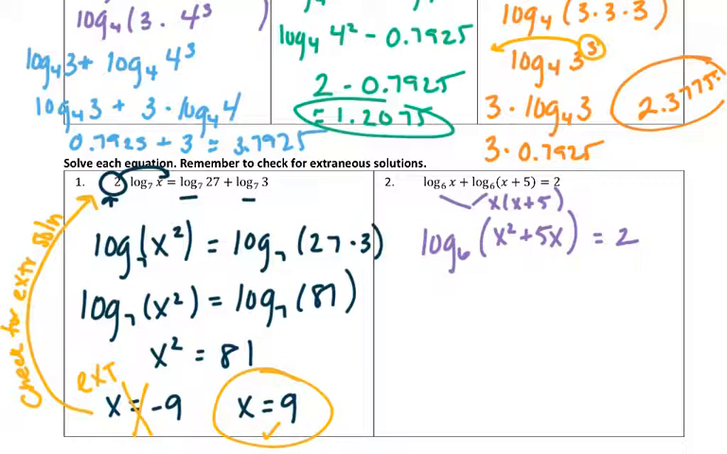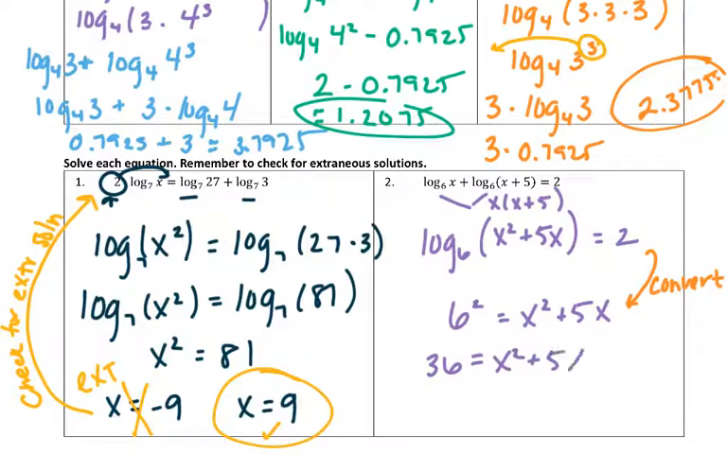Okay. Now that you have just one logarithm, you're going to convert. So our base is 6. We're taking it to the second power, and that equals x squared plus 5x. Right? Base, exponent, equals. Okay. Like I said, that's why we have to be pros at converting, because now these conversions are going to get a little bit trickier than just single numbers. They're going to be expressions like this one is. So 36 equals x squared plus 5x.